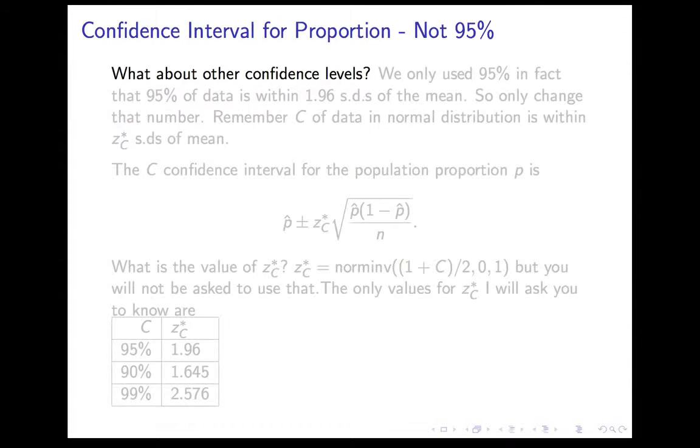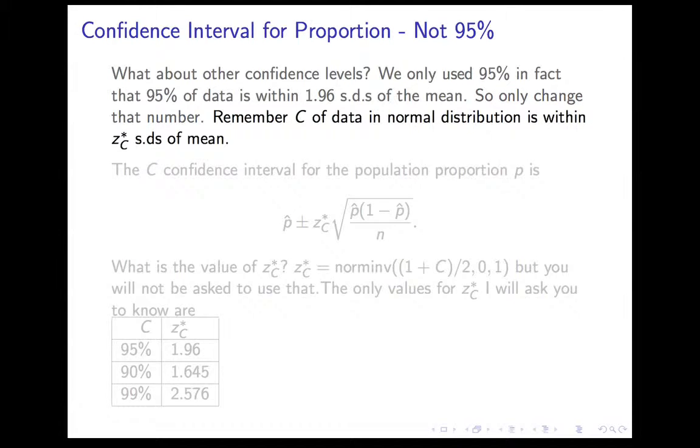Okay, that's the entire procedure, except it only tells you what to do if you're looking for a 95% confidence interval. So what if you were given a different confidence level, like 90 or 99%? Well, the only place we used 95% in that procedure was using the fact that 95% of data in a normal distribution is within 1.96 standard deviations of the mean. So a different confidence level only changes that number 1.96. What is that number? It's z star. So remember, if c is a percentage, then c% of your data in a normal distribution is within z star sub c standard deviations of the mean. So in general, if somebody asks you for a c confidence interval, you would write the same formula, but now with z star c in place of 1.96.